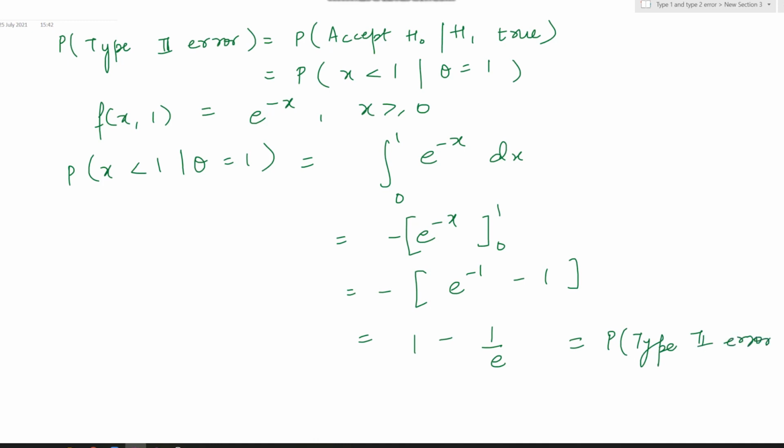Now if you also have to calculate the power of the test, then it is given by 1 minus the probability of type 2 error. So that is equal to 1 minus beta, that is equal to 1 upon e.